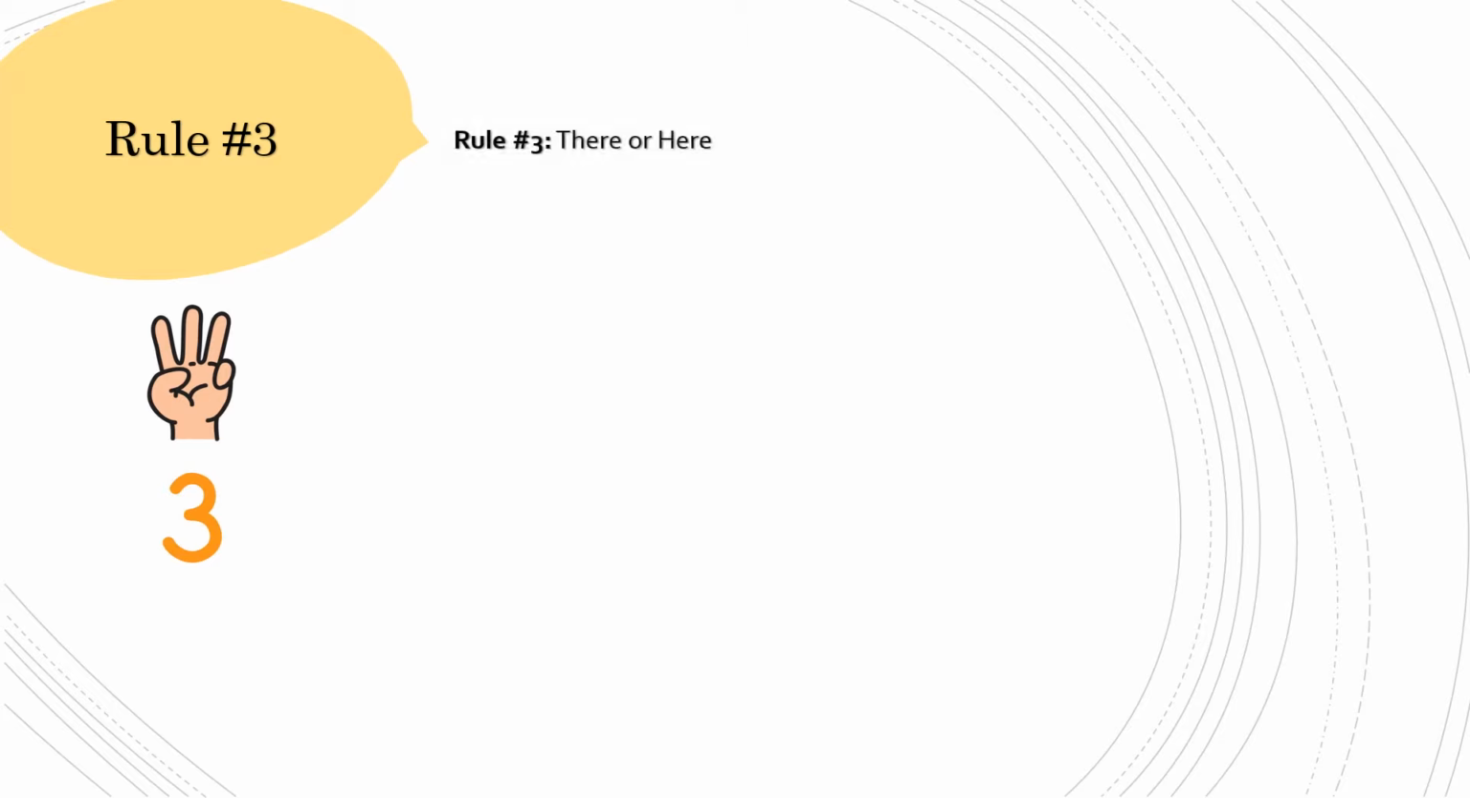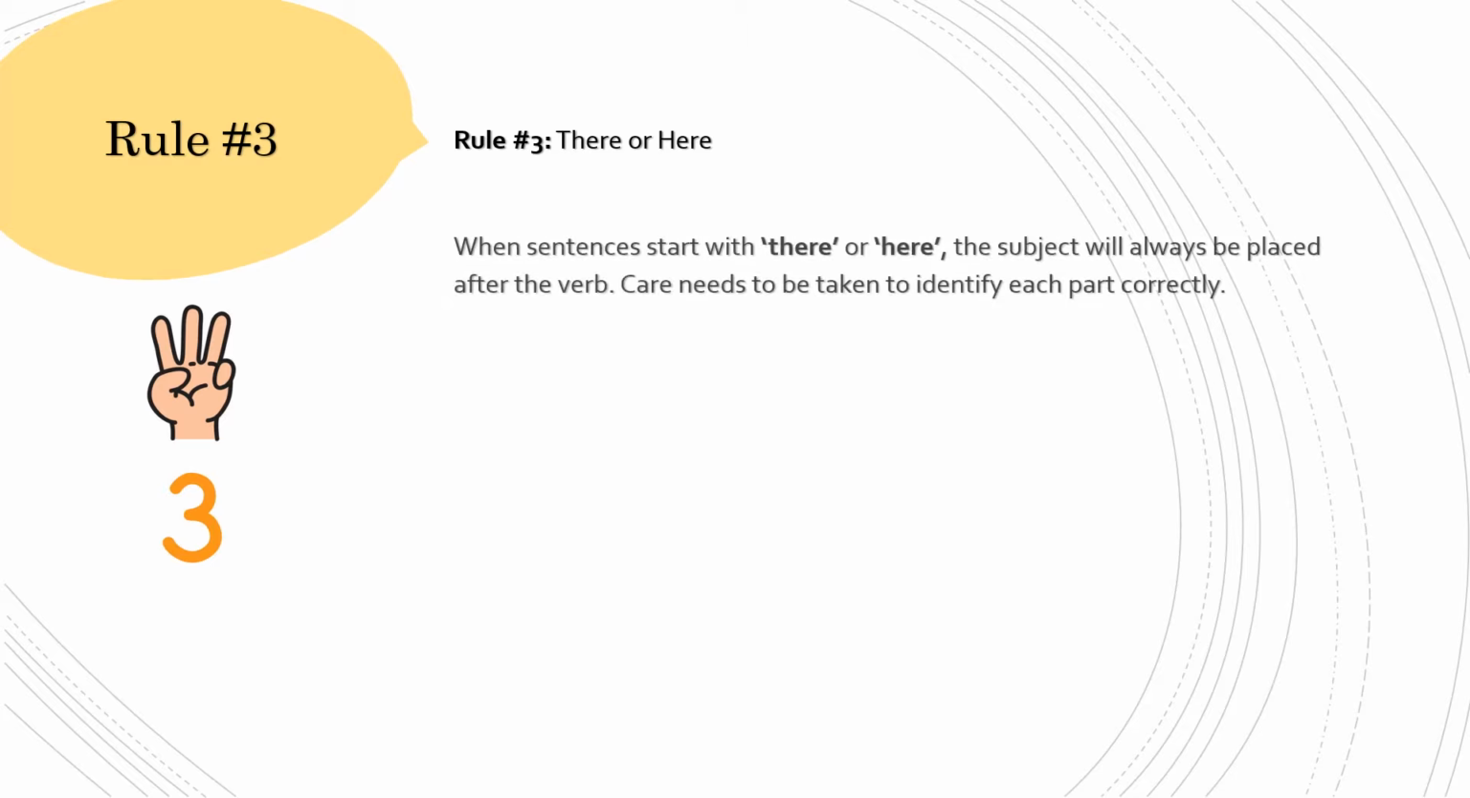Rule number 3. There or here. When sentences start with there or here, the subject will always be placed after the verb. Care needs to be taken to identify each part correctly.